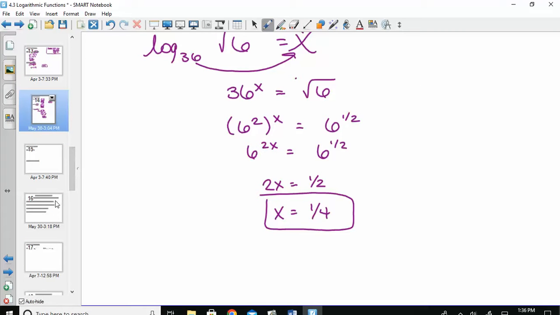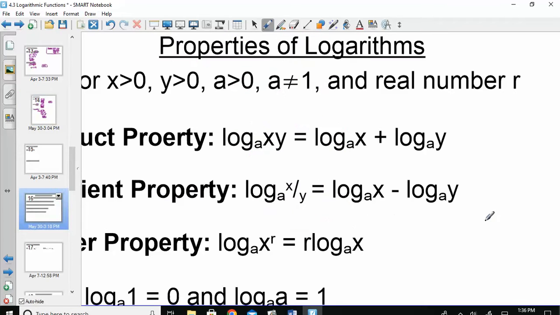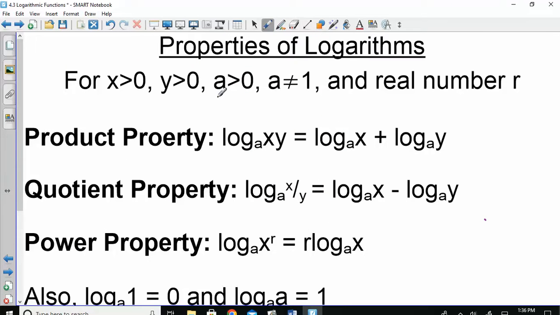The next thing we need to talk about is some properties of logs. So I'm going to put these up here. I'm going to let you guys write them down, and then I'll talk about them. I do have some stipulations up here because the base and the arguments have to be positive. That's why I said x, y, and a are all positive numbers. R can be anything here.